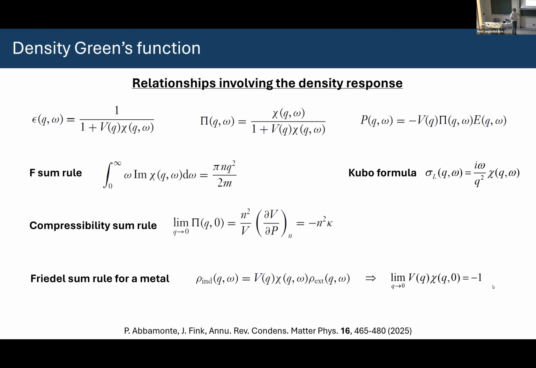As Peter alluded to earlier, there is a relationship between chi and sigma. Sigma is the conductivity. So this thing is related to the longitudinal conductivity.